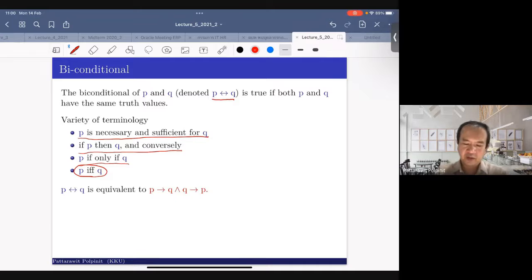This one is true only when P and Q have the same truth value. So if P is true and Q is true, then P if and only if Q is going to be true. Otherwise, it will be false if they have different truth values.